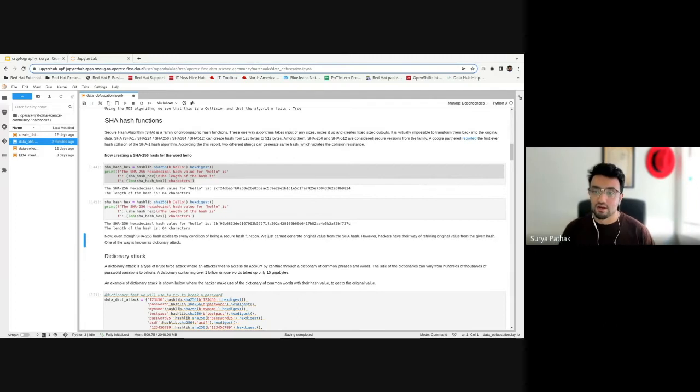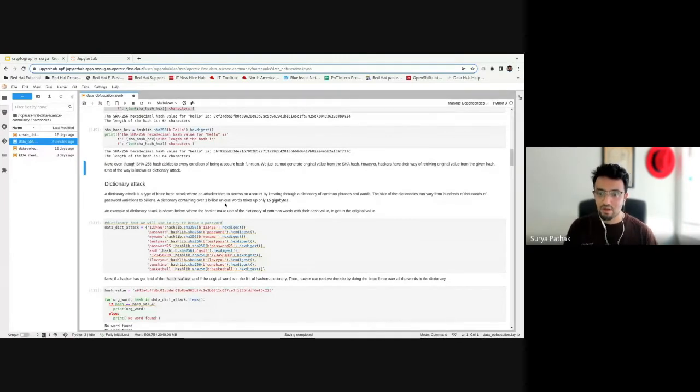How does a hacker hack into our system and retrieve these hash values? One of the attacks that the hacker does is the dictionary attack. Let's say we are doing a password retrieving thing, and a hacker has a collection of all the commonly known passwords. As the data says over here, a dictionary containing over 1 billion unique words takes up to 15 gigabytes, so it's not much for a hacker.